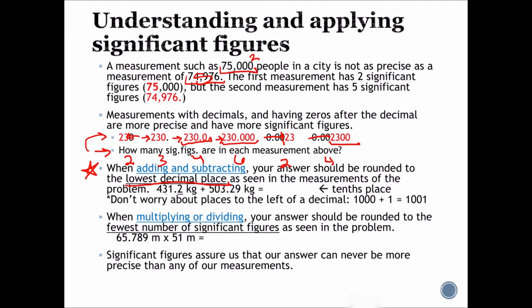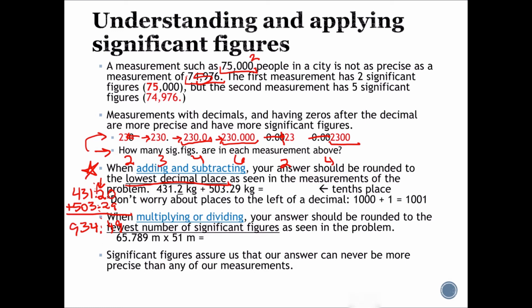So if you have a value of 431.2 kilograms plus 503.29 kilograms, I'm going to put this in a format that is familiar to you. Here we go. When we add these, I'm lining up my decimal. The first value here is rounded to the tenths place. That means my answer has to be rounded to the tenths place as well. So when I add these, I get 934.49. But I'm not going to leave my answer as that.